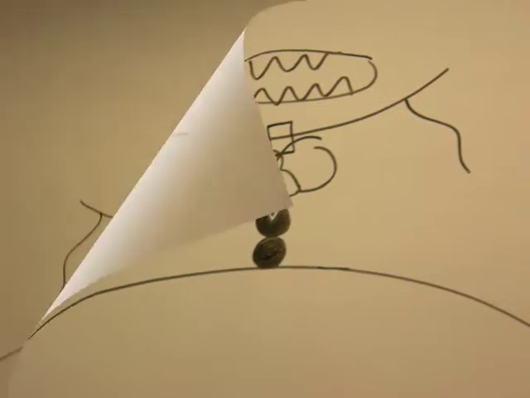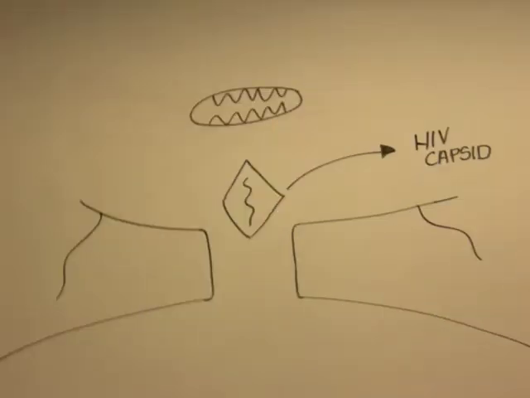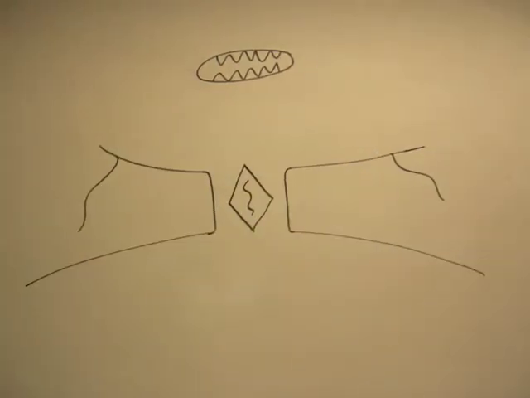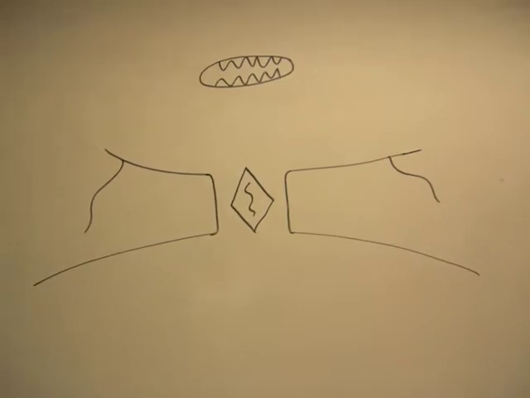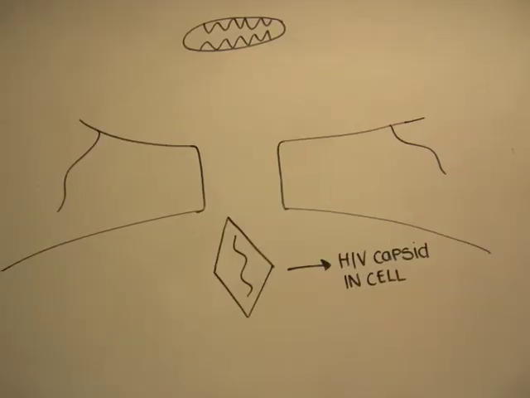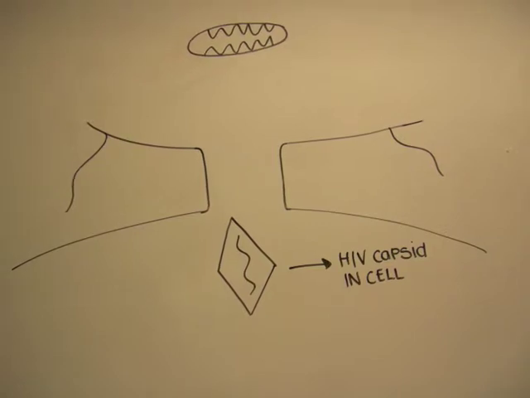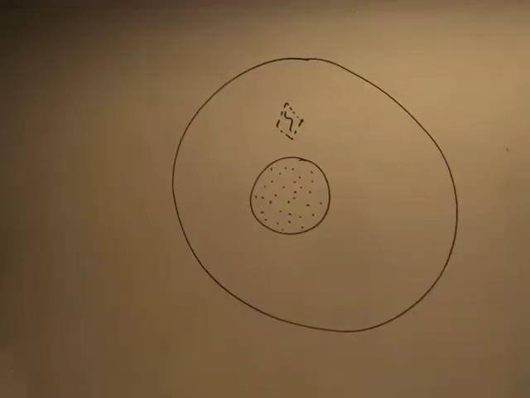The HIV envelope fuses with the cell membrane via a structural change in the GP41 envelope protein. The nucleocapsid containing the RNA genome enters the cytoplasm of the cell. The outer layer of the capsid is dissolved as it enters the cell, leaving the proteins inside the capsid.